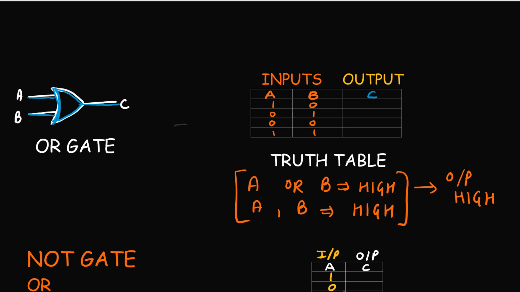So now, if my output has got to be high, at least one of the inputs has to be high. Now check the row where the input is 0. So the third row has the input 0. That means the output is going to be 0 only for that row. Everywhere else the output is going to be high, because the minimum condition is that at least one of the inputs should be high.